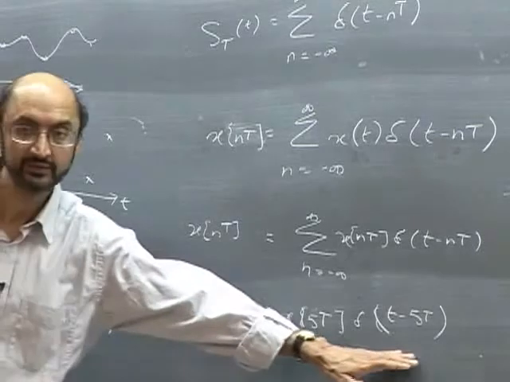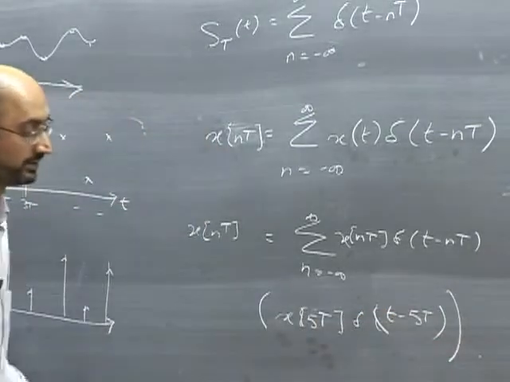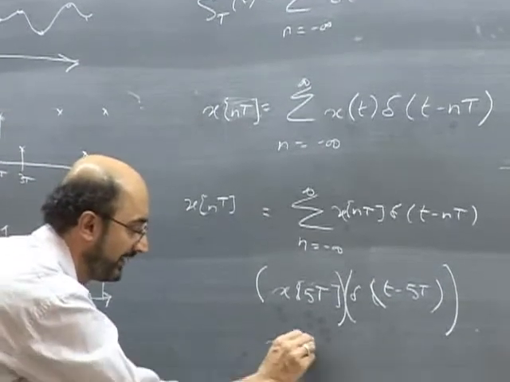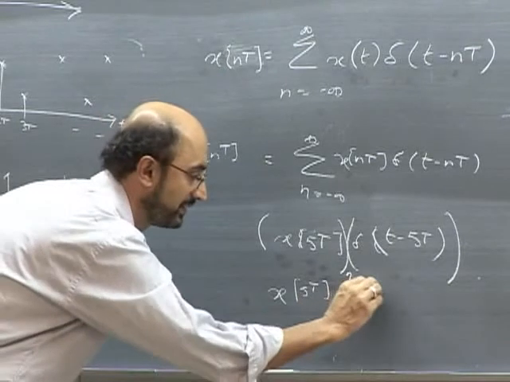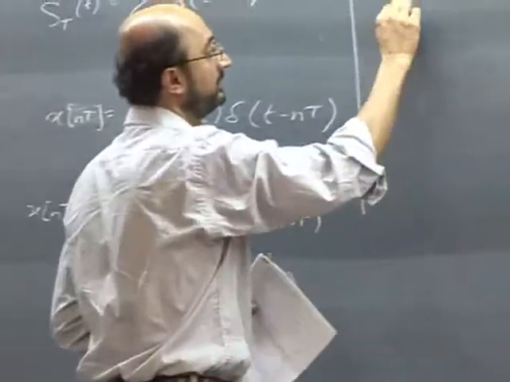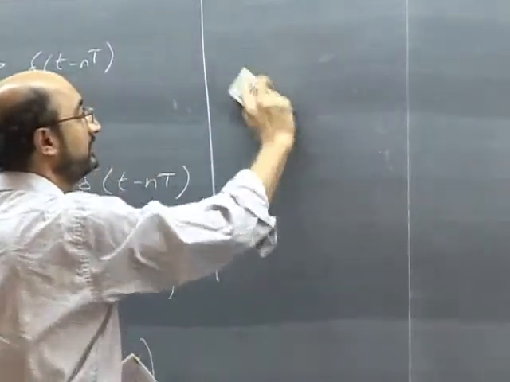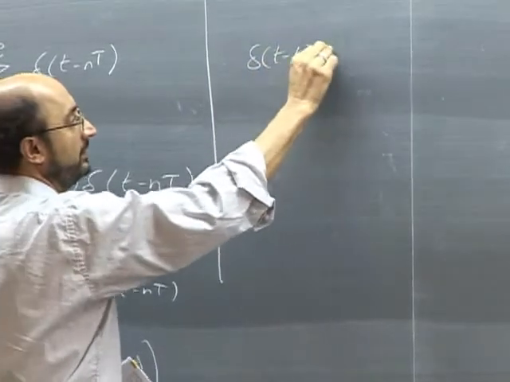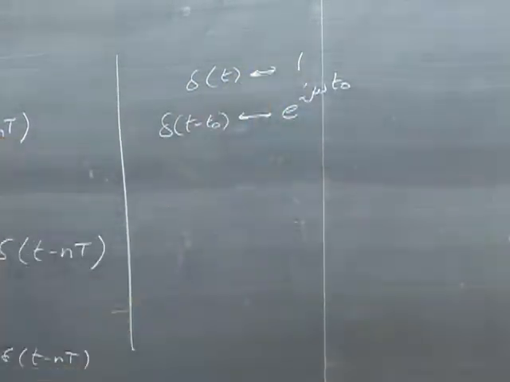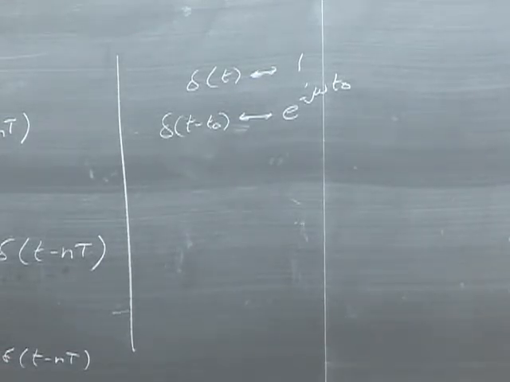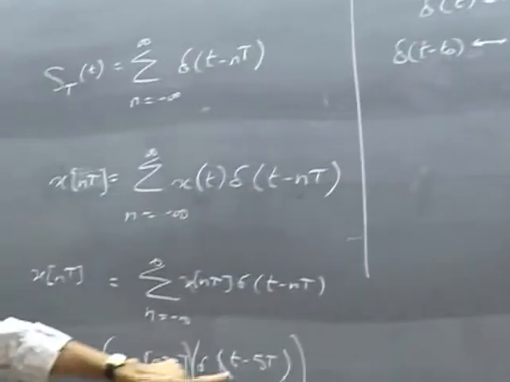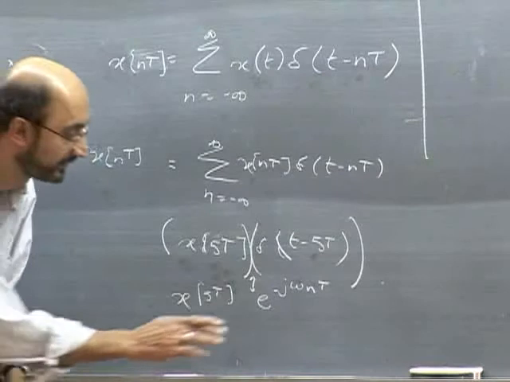So if I take the Fourier transform of this particular product, this is a constant factor, and so this becomes nothing more than x(5T), and the Fourier transform of the delta would be e to the minus j omega nT. We know that for delta(t minus t0), the Fourier transform is going to be e to the minus j omega t0, or in the simplest case, delta(t) goes to 1. So the Fourier transform of the delta is 1, and the Fourier transform of a time-shifted delta is e to the minus j omega t0, where the shifting is by t0. And in this case, I'm shifting by 5T.